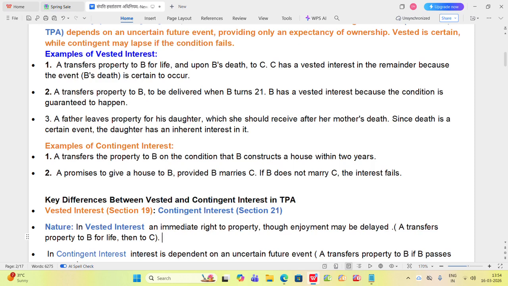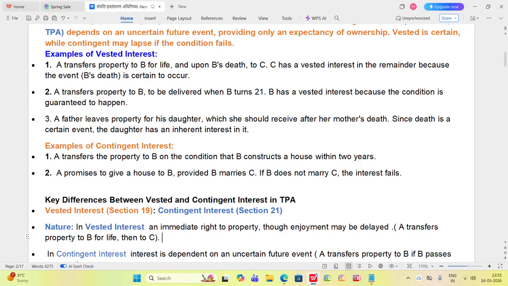Second, A promises to give a house to B provided B marries C. A is a person who promises to give a house to a boy B if he marries her daughter C. Suppose B, the boy, does not marry C, then the interest fails, and so the transfer will be void. So these are the examples of contingent interest.